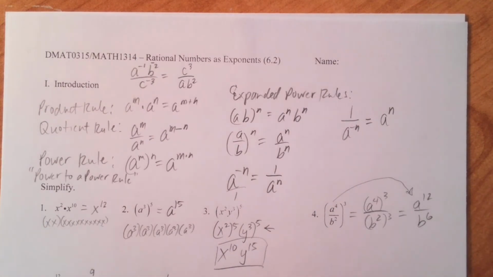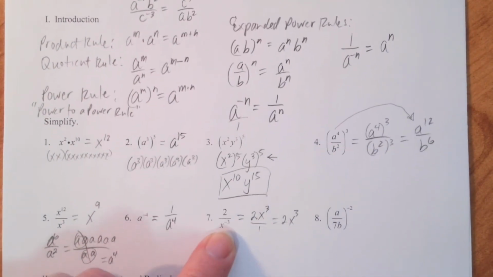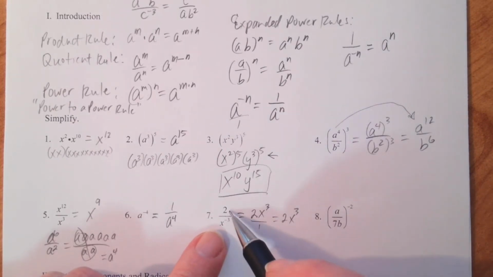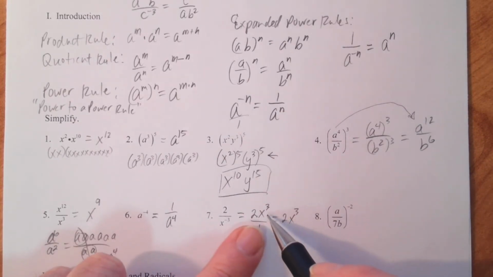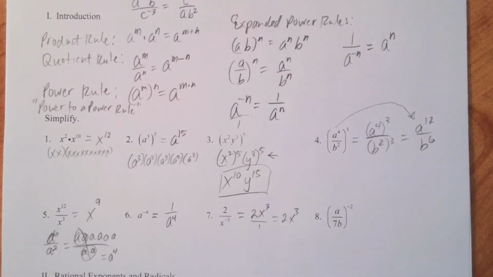So here I can move the x to the negative 3 up to the numerator, and it'd be 2x cubed. Now you could write that over 1, but we'd just write it as 2x cubed. All we're doing is moving this x to the negative 3 power up. It becomes x cubed, and so we get 2x cubed.